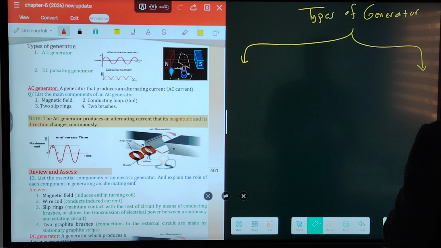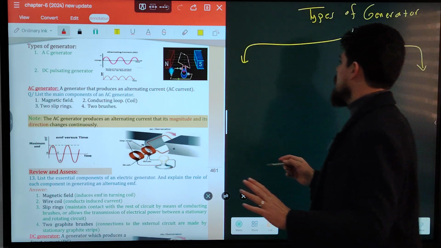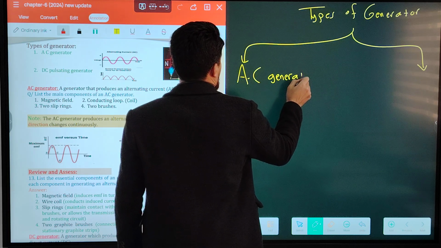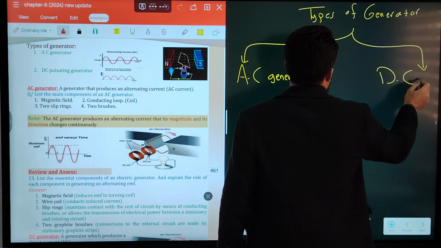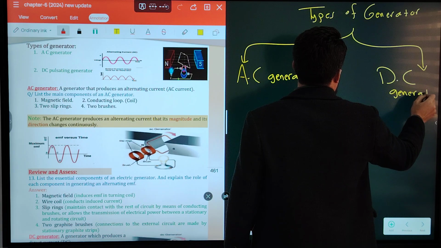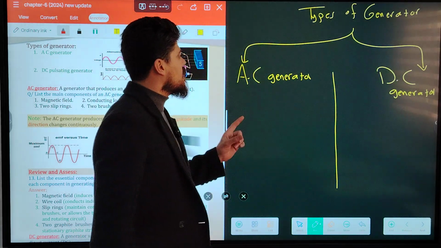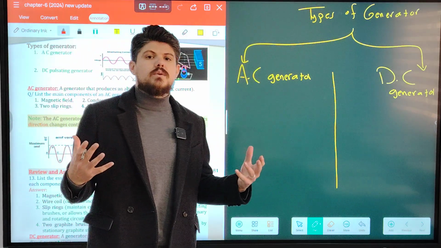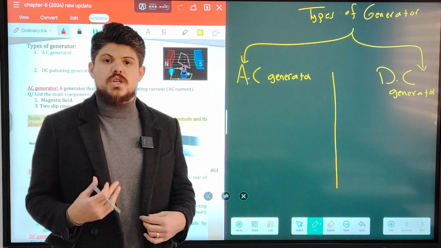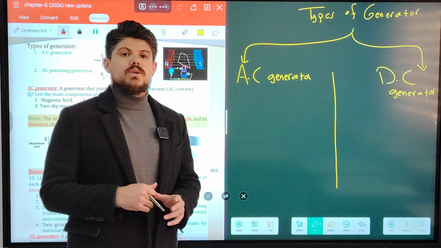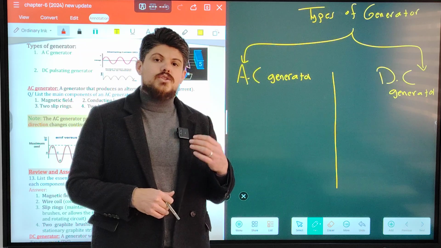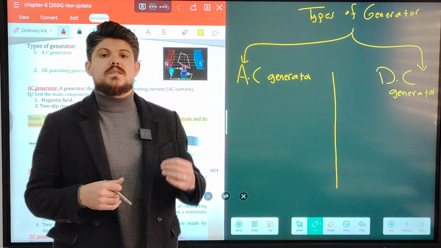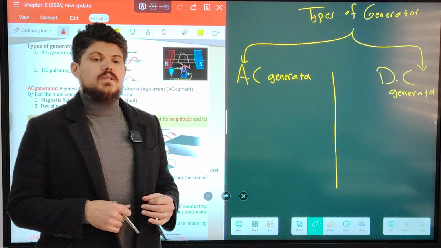Guys, we have two types of generator: AC generator and DC generator. In an AC generator, the generator gives us a current whose magnitude and direction change continuously. In which type of generator do both magnitude and direction of the current change? In an AC generator. AC comes from alternating current, A for alternating, C for current. It means the current's direction and magnitude change.